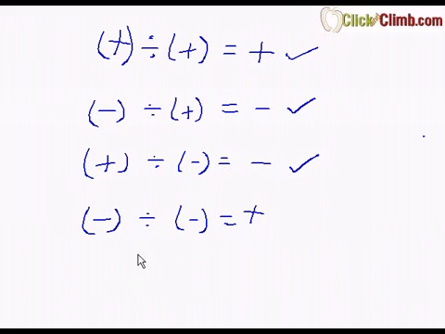And finally, when you multiply the negative with the negative, you get a positive. In the very same way, negative divided by negative is positive. We will be doing more on integers in our coming sessions.